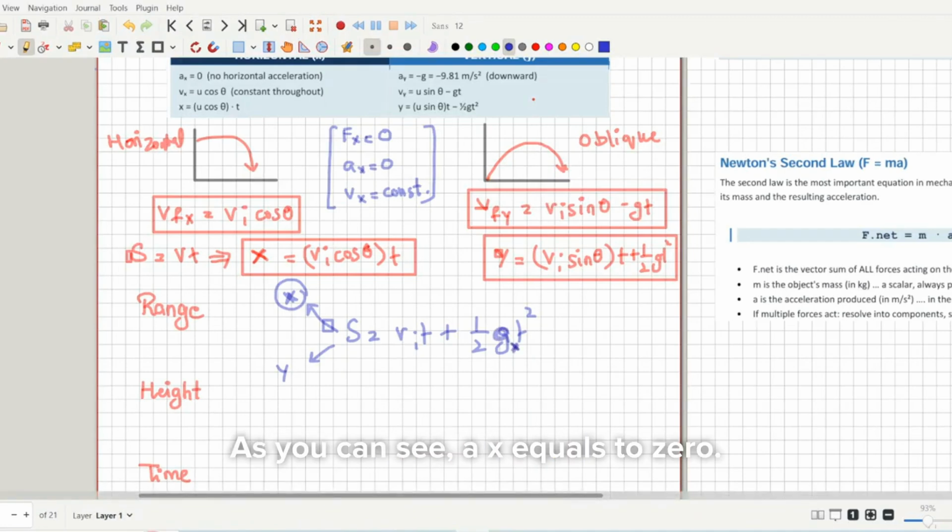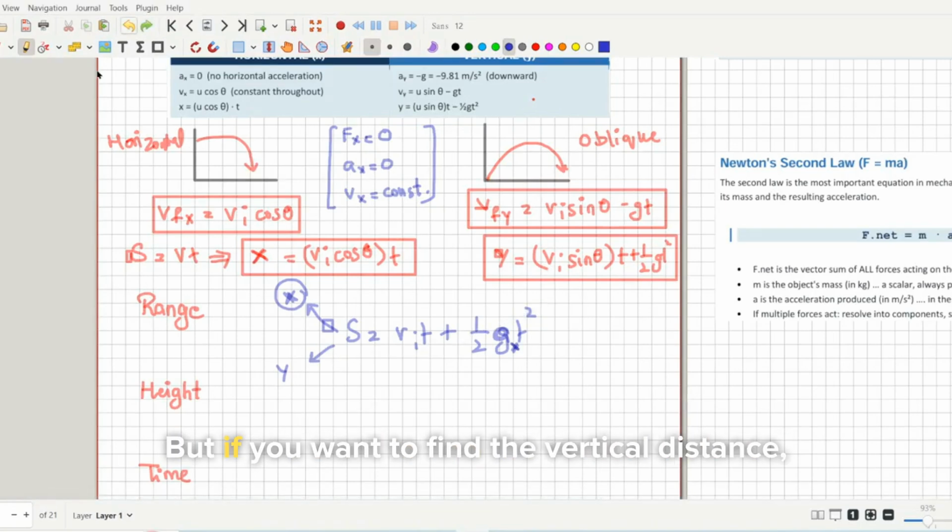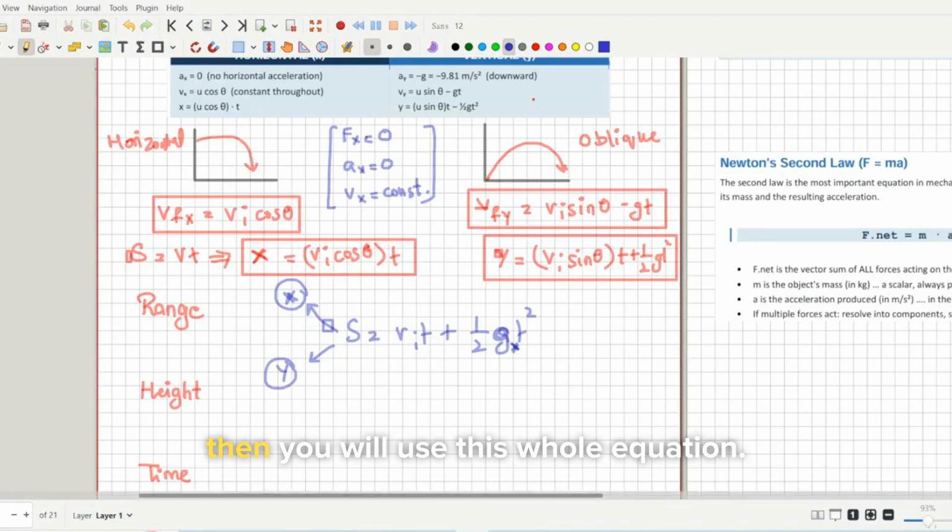What is ax? As you can see, ax equals 0. So this whole equation becomes 0 and you will get the formula s is equal to vt. But if you want to find the vertical distance, then you will use this whole equation. You will put down the value of vi, that is vi sine of theta, and you will write down the value plus half gt square, same as it is. So now you know where both of these formulas came from.